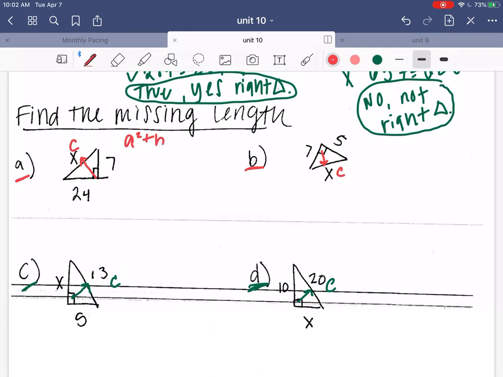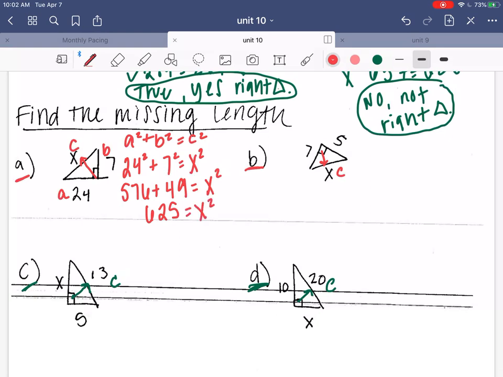So my a squared plus b squared equals c squared. This is c. It does not matter which one is a and b. So 24 squared plus 7 squared equals x squared. I don't know what c is. 24 squared is 576. 7 squared is 49. It equals x squared. I'm going to add those two together. 576 and 49 is 625.